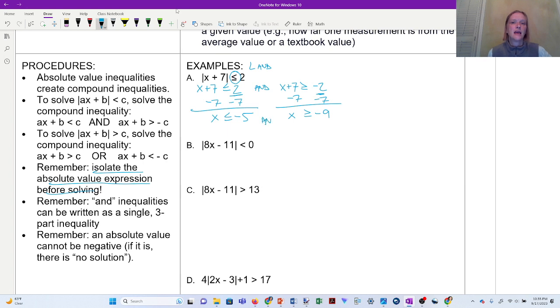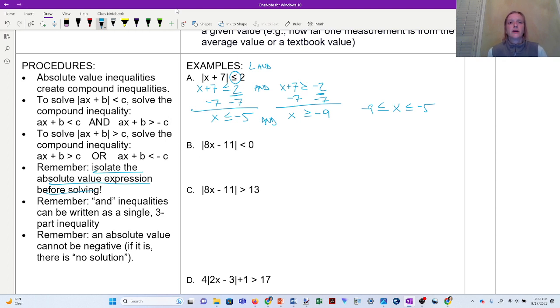And this is an and, this is a compound inequality. So if I wanted to, I could write all of that in one large three-part inequality. I could write negative 9, the smallest number I have here, is less than or equal to x, is less than or equal to negative 5.